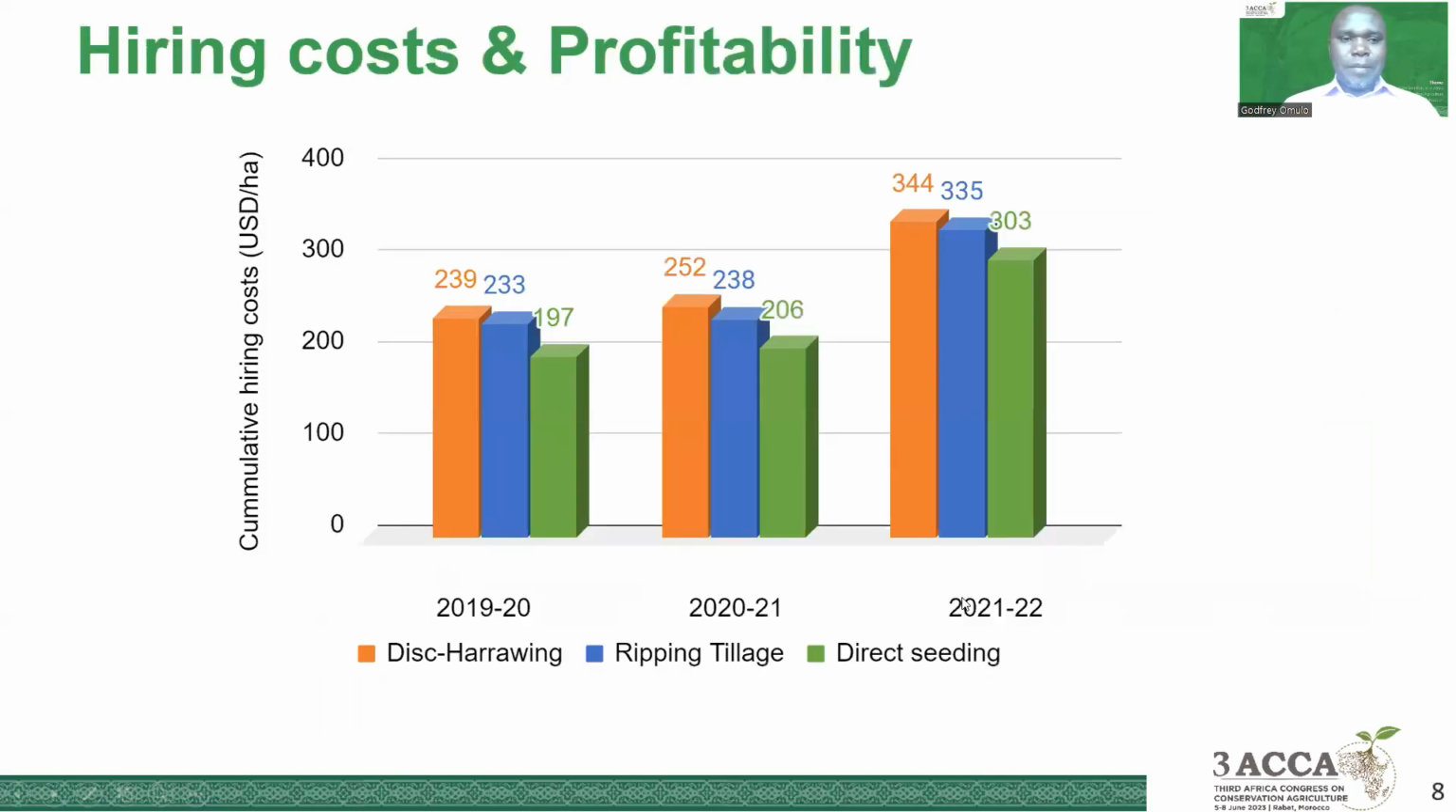Now, in terms of profitability, land preparation costs saw relatively lower hiring costs for direct seeding. This is critical because there was no cost incurred for direct seeding. And since all the other operations were held constant, at least farmers could still save some amount of money by choosing to do direct seeding.